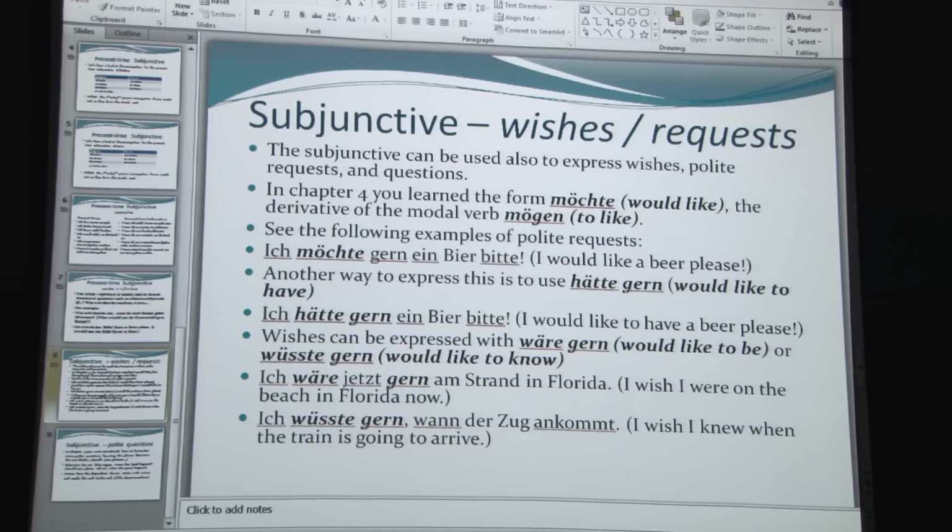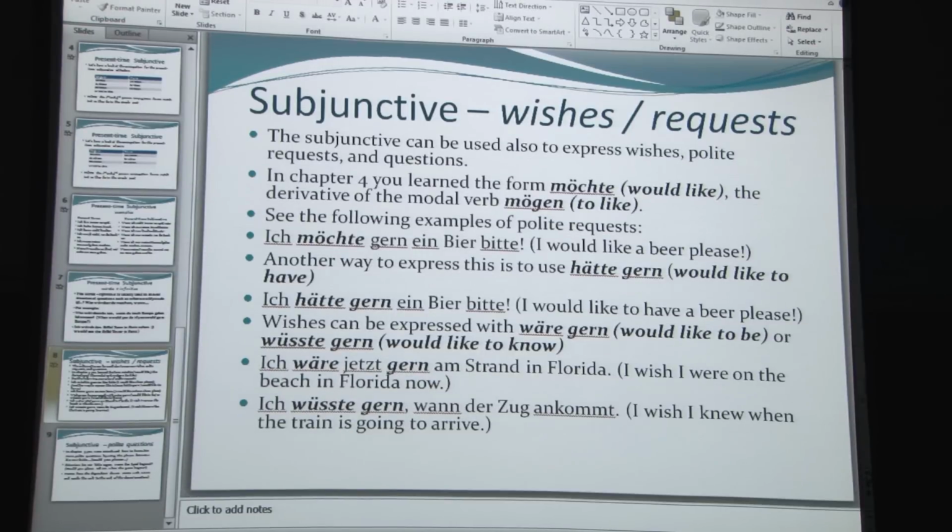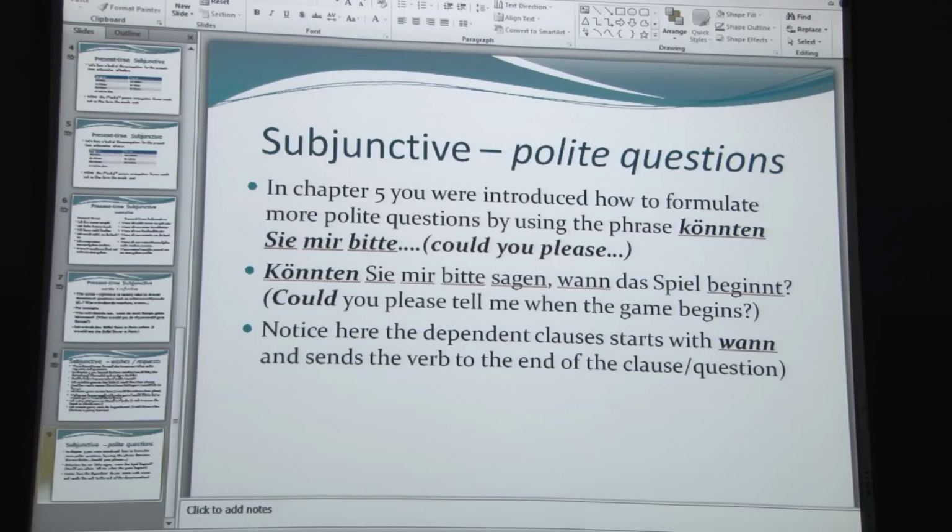Ich wüsste gern. I'd like to know. Yeah? Ich wüsste gern, wann der Zug ankommt. Okay? Good. So, subjunctive, contrary to fact, wishes, polite request, polite questions. This is all present subjunctive so far, of course. Könnten Sie mir bitte geben? Könnten Sie mir bitte sagen? Yeah. Good. So let's go to the board now to talk about a few of the pitfalls and things you have to be careful about when you use the subjunctive.